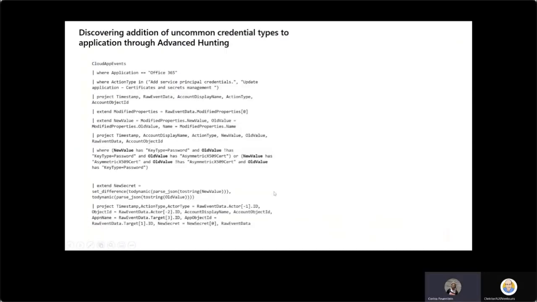In addition to these alerts, security teams can also use a few advanced hunting queries over the newly provided Azure AD audit logs to examine when new credentials have been added to a service principal or application. And here's an example of discovering the addition of uncommon credential types to applications through advanced hunting.